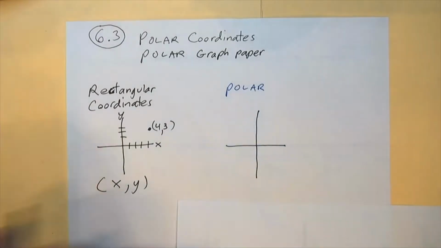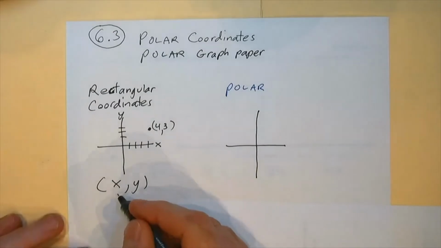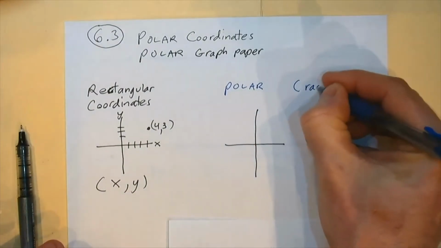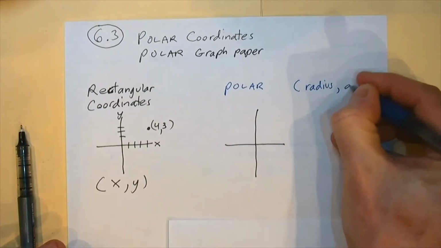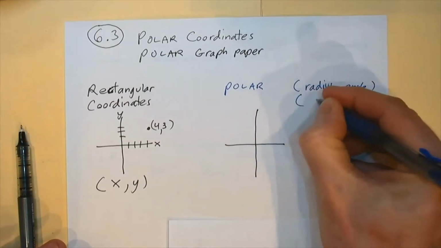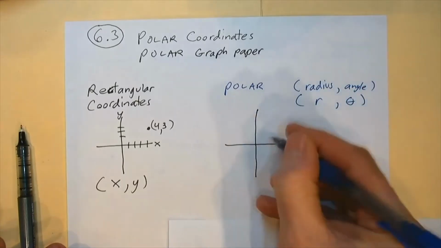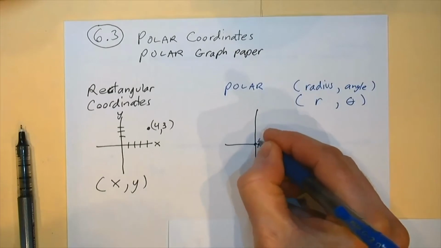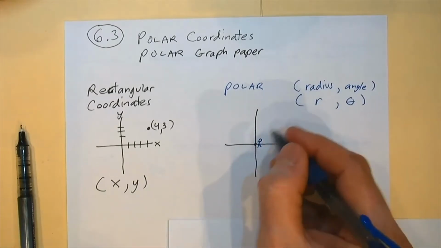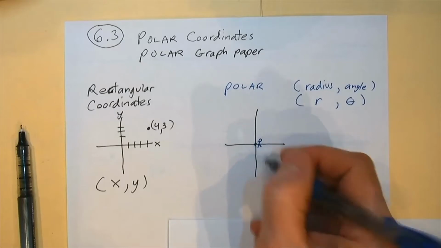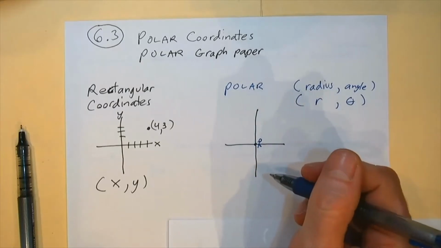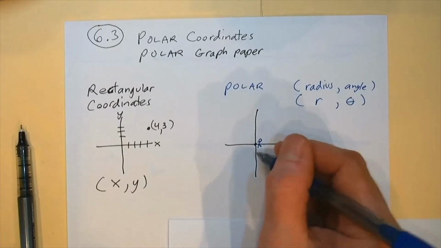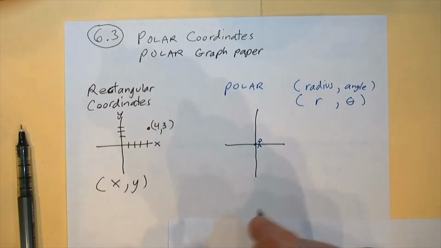Instead of having X and Y, you're going to have two things. You're going to have the radius and the angle, or we're going to say R and theta. So the first thing, the radius: imagine you're at the center, and there's an airplane coming at you, and you say, look at the airplane, and your friend says, where's the airplane? And you're like, over there, and like, where over there? You say, well, how far is the plane?